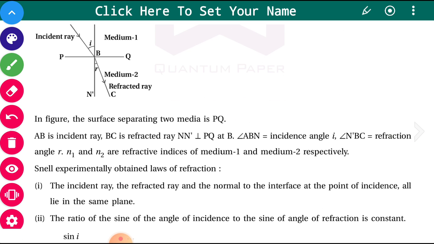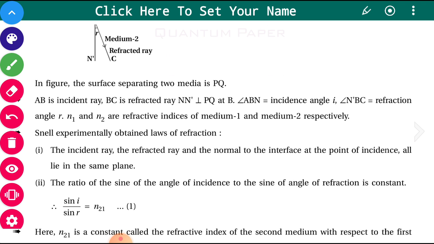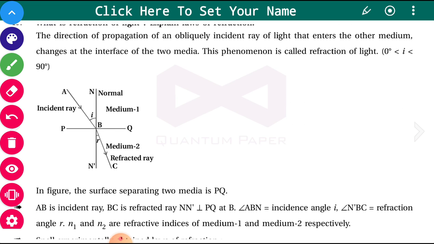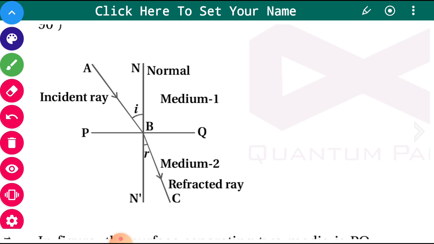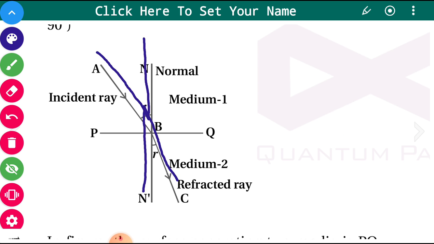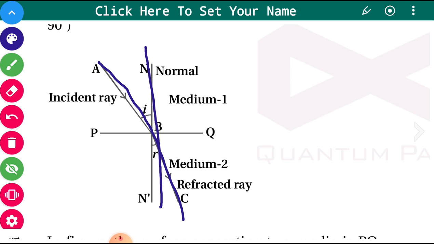Now see the two laws that the scientist Snell experimentally obtained. The incident ray, refracted ray, and the normal drawn at the point of incidence on the interface of the two media lie in the same plane. So which rays are we considering right now? Incident ray, refracted ray, and normal drawn at the point of incidence, they are in the same plane. You can see, they lie in the same plane.